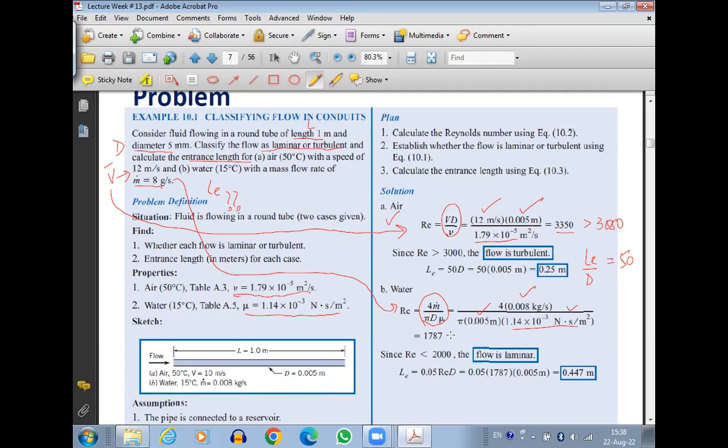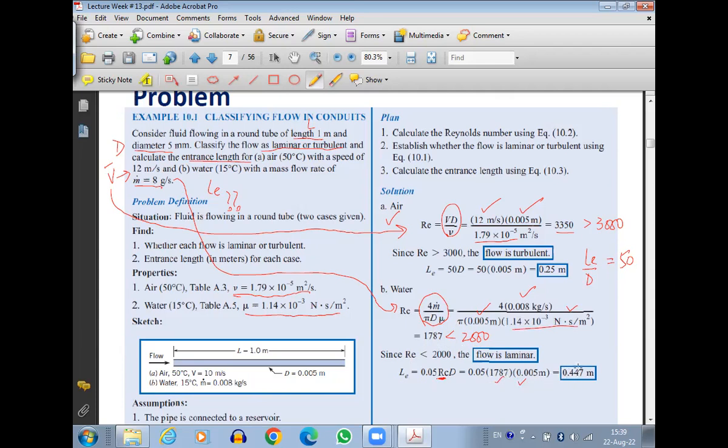Since this value is less than 2000, we are 100% sure that it's going to be laminar flow. For laminar flow, the formula is LE by D equals 0.05 into Reynolds number. That depends upon the Reynolds number. So we just substitute the values of the Reynolds number and diameter. We get the entrance length as 0.447 meter.